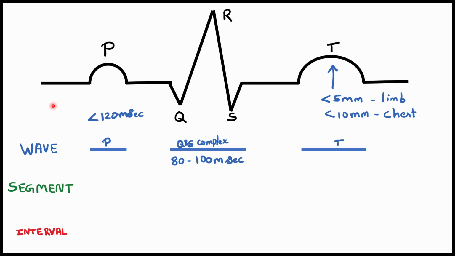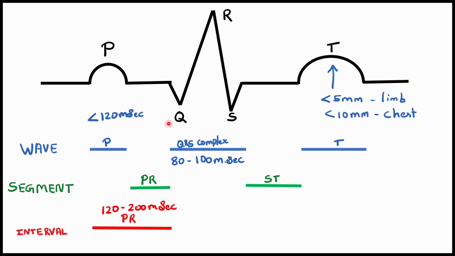Next comes the segment. We can see PR segment, which happens due to AV delay, and the ST segment. Both are isoelectric lines. Next comes interval. Mainly we have to know PR interval. It starts from the P till the starting of the Q. It is nearly 120 to 200 milliseconds.